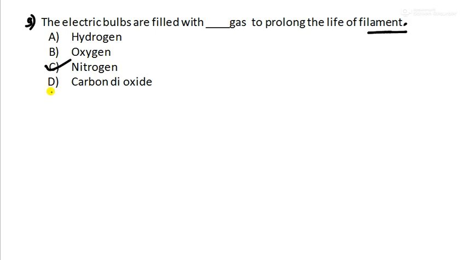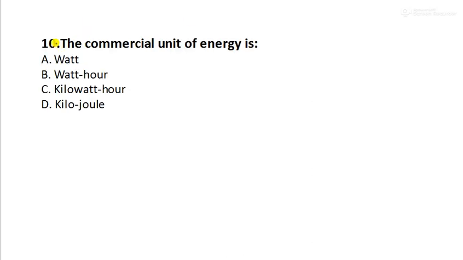The gases present in electrical bulbs are nitrogen as well as argon gas. Argon gas, sorry. So either if they give option C as argon or nitrogen, both of them will be the right choice. I hope you have understood till here. Now moving to the next set of questions. Question number 10.